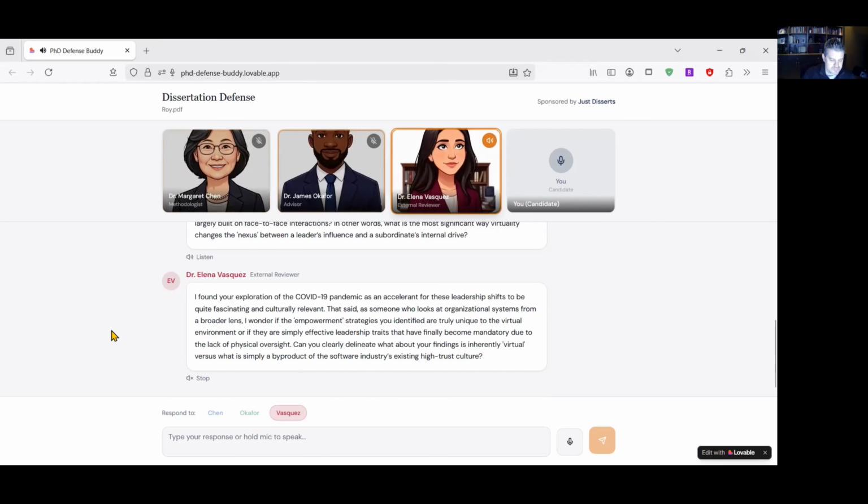Found your exploration of the COVID-19 pandemic as an accelerant for these leadership shifts to be quite fascinating and culturally relevant. That said, as someone who looks at organizational systems from a broader lens, I wonder if the empowerment strategies you identified are truly unique to the virtual environment, or if they are simply effective leadership traits that have finally become mandatory due to the lack of physical oversight. Can you clearly delineate what about your findings is inherently virtual versus what is simply a byproduct of the software industry's existing high trust culture?